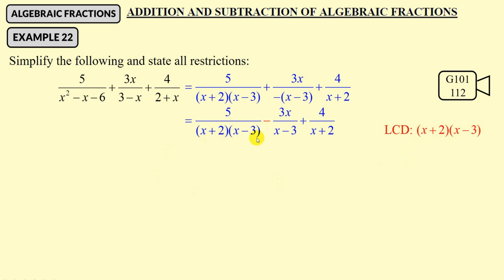LCD x plus 2, x minus 3, x minus 3, x plus 2. So x plus 2, x minus 3. So now we need to multiply this one by something to get to that, which obviously is your x plus 2 over x plus 2. This needs to get to x plus 2, x minus 3. So we need to multiply it by x minus 3 over x minus 3.